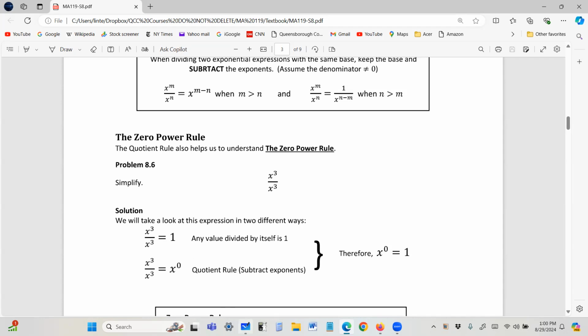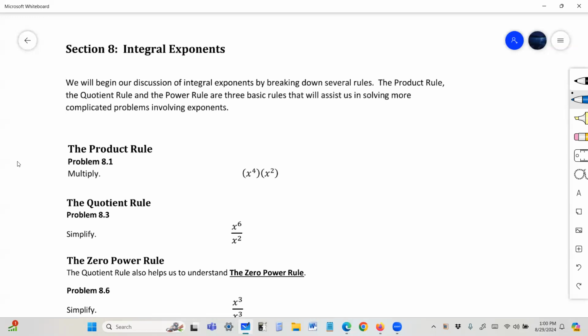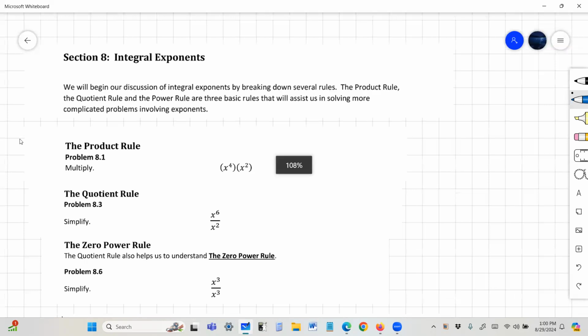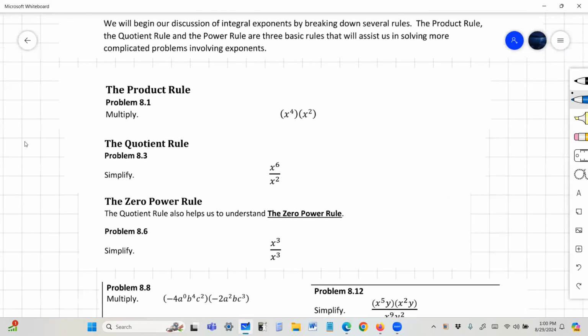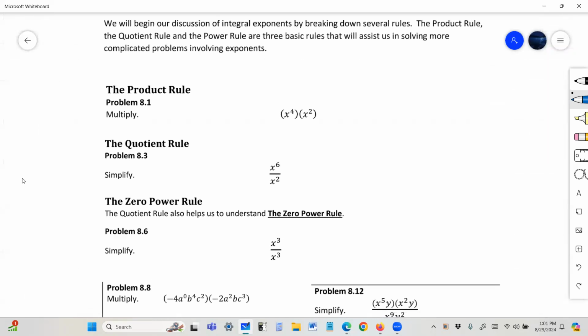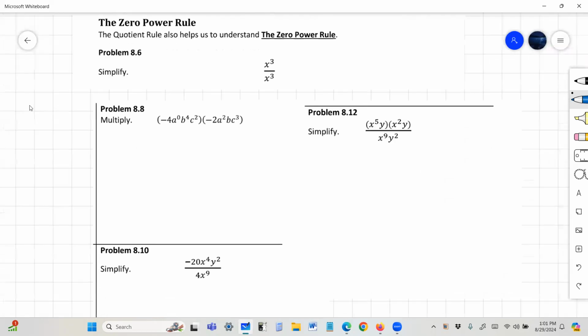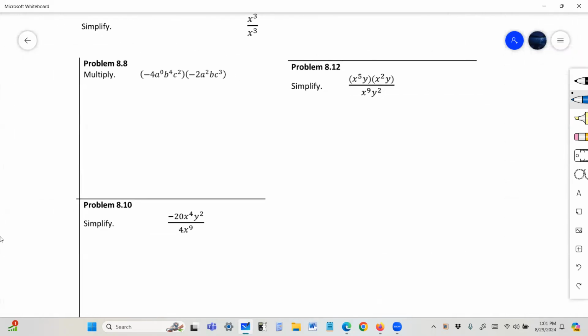Okay, now let's take a look at some examples that I copied over here. So integral exponents. Here are the three rules that we talked about: product rule, quotient rule, and the zero power rule, or just the zero exponent rule. Okay, so let's take a look and we'll do some examples that we have over here.